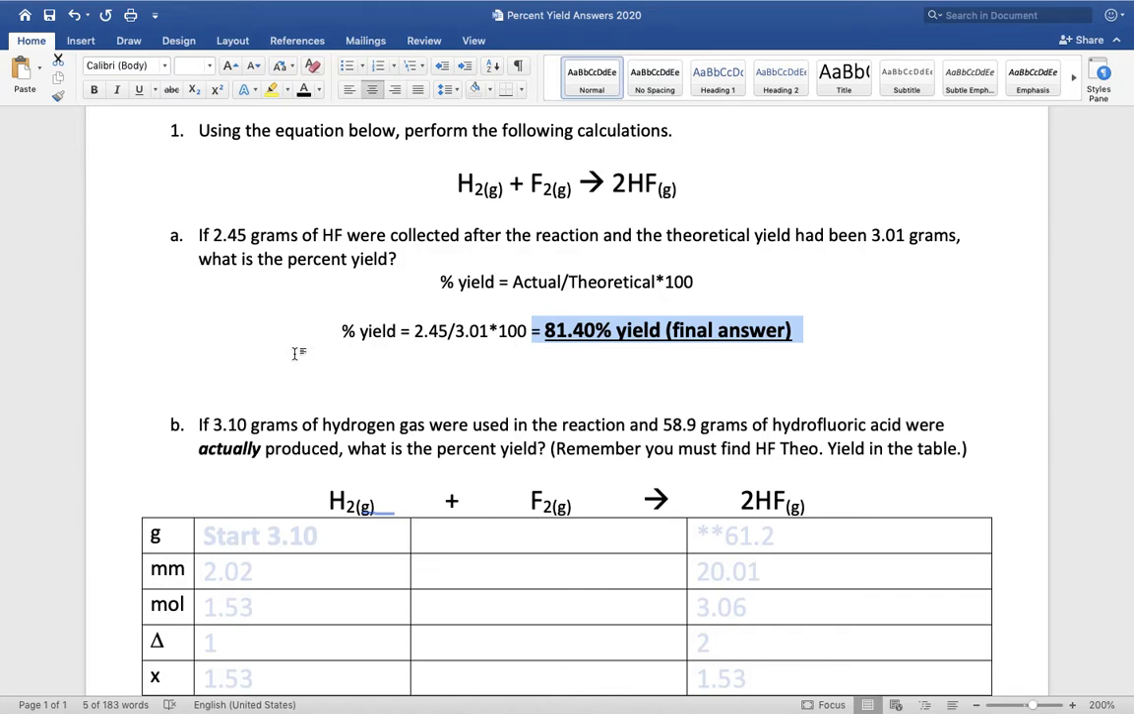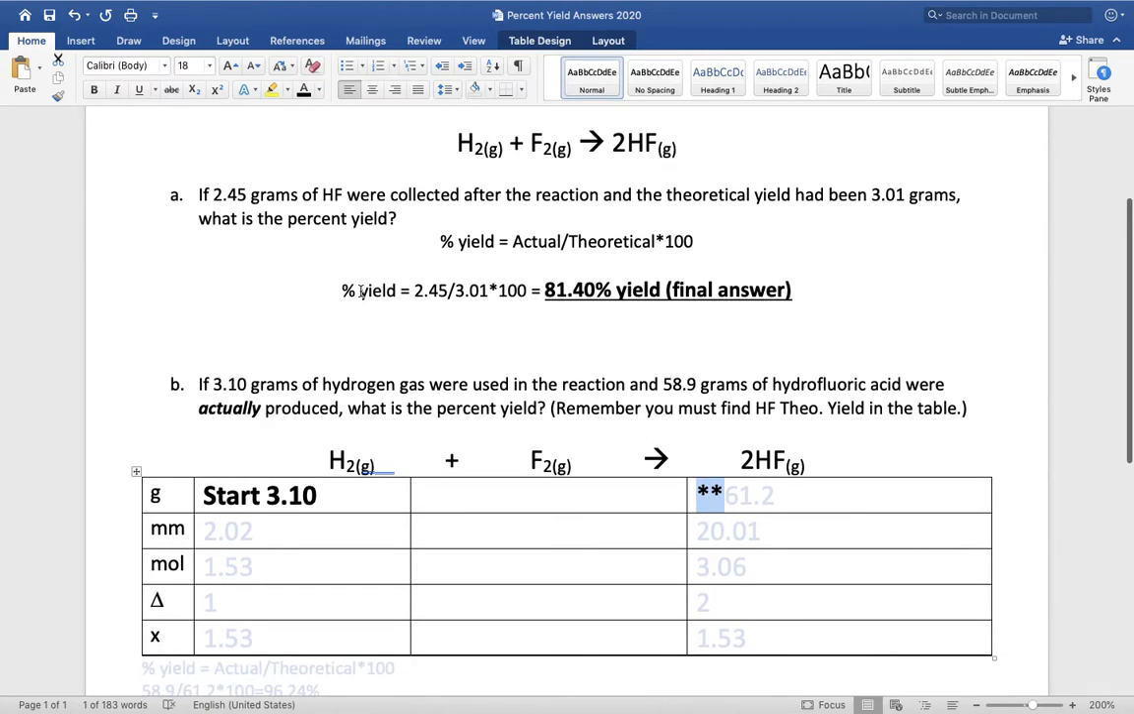So if 3.10 grams of hydrogen gas were used, so that number would go there. And 58.9 grams of hydrofluoric acid were actually produced. So I can't use 58.9 in the stoichiometry table because that's the actual yield, what we got in real life, what we got in the laboratory setting. Then it says, what is the percent yield? So I gave you a hint. Remember, you must find the hydrofluoric acid theoretical yield from the stoichiometry table.